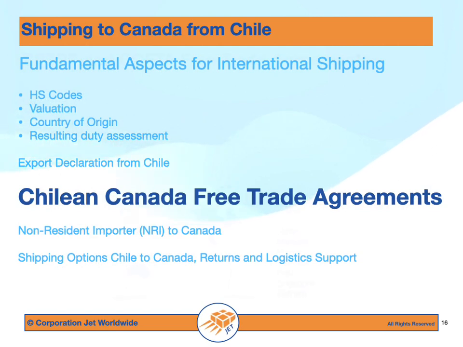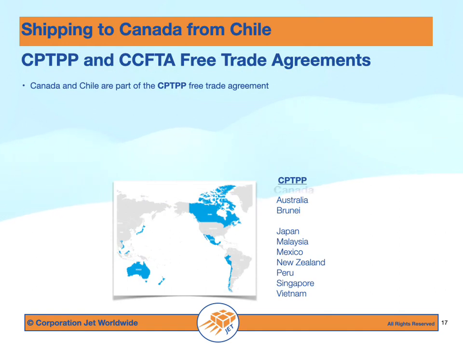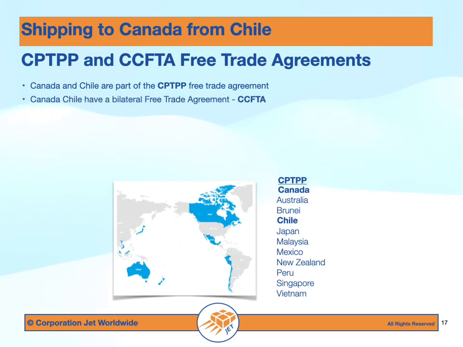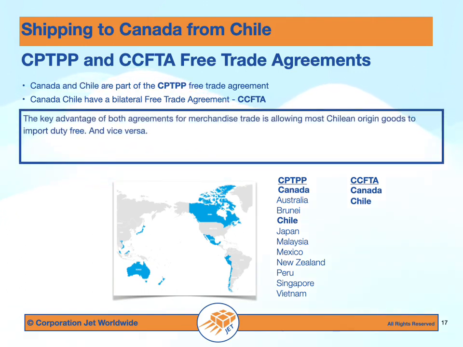Canadian-Chilean Free Trade Agreements. Canada and Chile benefit from two trade agreements. Both countries are members of the Comprehensive and Progressive Trans-Pacific Partnership Free Trade Agreement, CPTPP. They also share a bilateral free trade agreement, the Canada-Chile Free Trade Agreement, or CCFTA. The key advantage of both agreements for shipping merchandise or goods is that most Chilean origin goods import duty-free to Canada and vice versa. Both agreements remain in force and coexist.